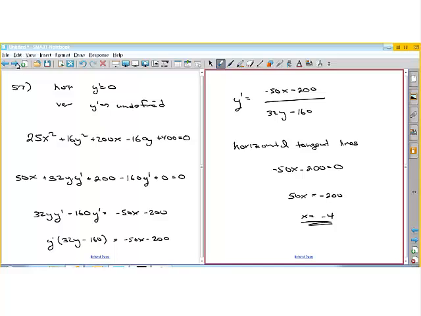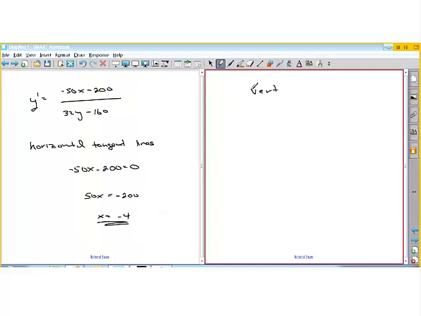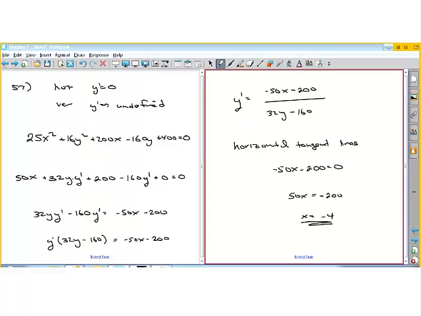But first we're going to do the vertical tangent lines. You don't have to do this. Again, vertical tangent, that's when 32y minus 160 equals 0. So you get y is equal to 160 over 32, which is 5. So y is equal to 5. That's where you have vertical tangent lines. Does that make sense? Well, there's one value of y and there are 2 values of x. So let's go figure out what the corresponding values are.